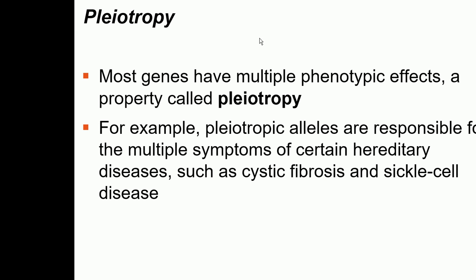Now pleiotropy. Some of the genes have multiple phenotypic effects. That situation is called pleiotropy, or those genes are called pleiotropic genes. For example, pleiotropic alleles are responsible for multiple symptoms of hereditary diseases like cystic fibrosis and sickle cell anemia.